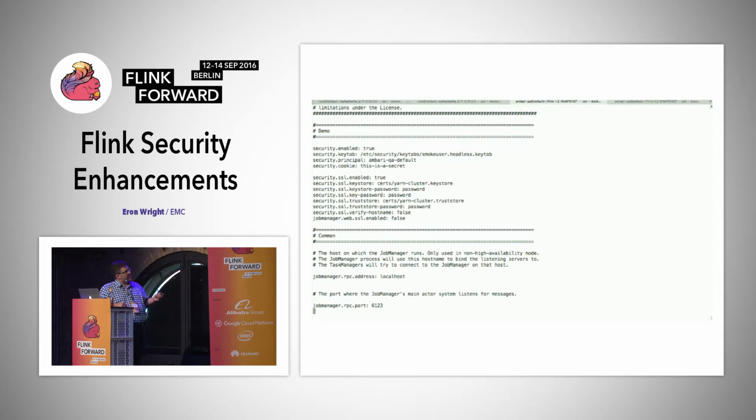And I've turned on the SSL settings. So I've generated a keystore and a truststore. And when we deploy this cluster, both the CLI and the job manager and task manager all use all three of these files.